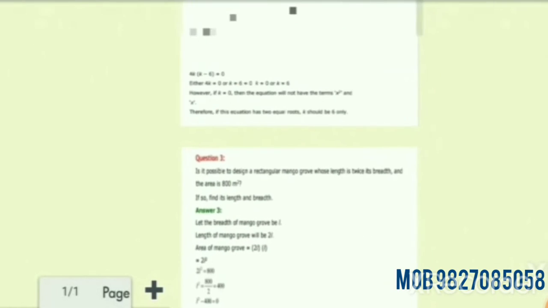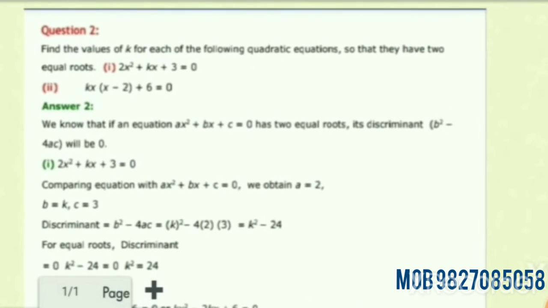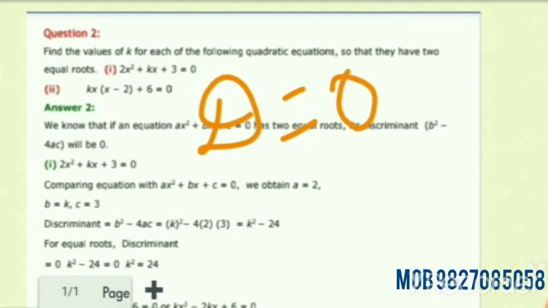Now second question, number 2. Find the value of k for each of the following quadratic equations so that they have two equal roots. It means we have to find the value of k when the roots are equal. It means the value of D is equal to 0. And what is D? D is equal to b square minus 4ac.